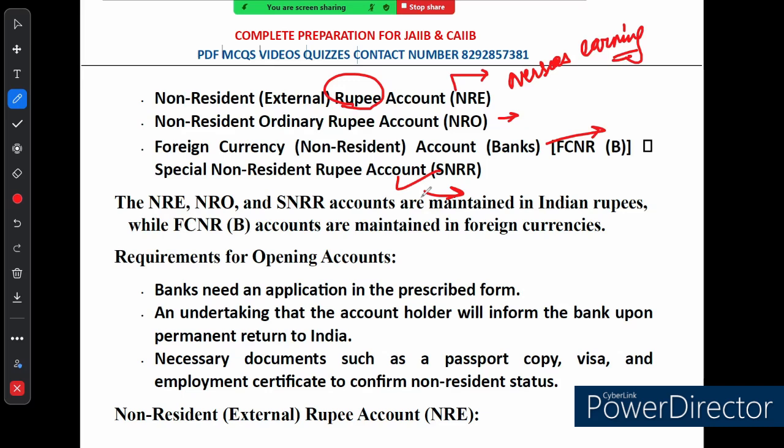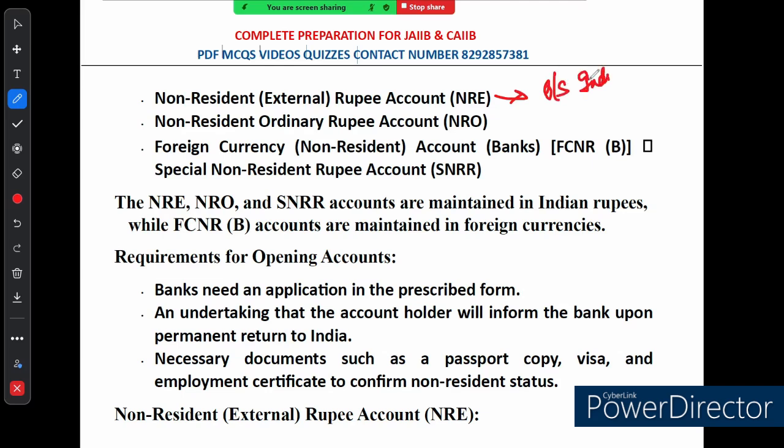So hopefully this concept is clear. So to sum up, NRI have different options to open a bank account in India, each serving a different purpose. So if we talk about NRE account, it is for income earned outside India. So whatever income they have earned outside India, this NRE account is the best for them.